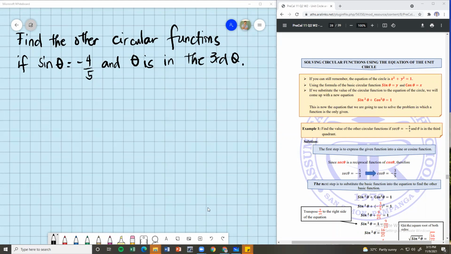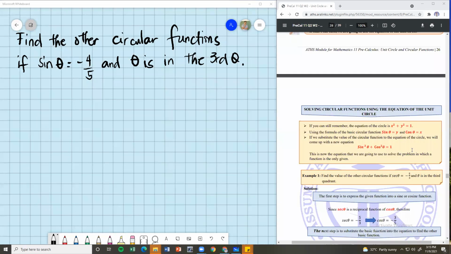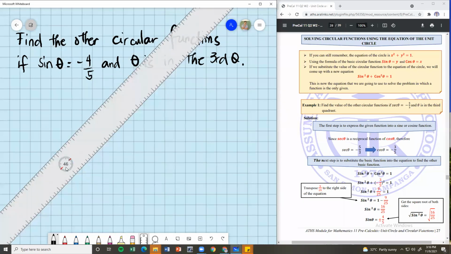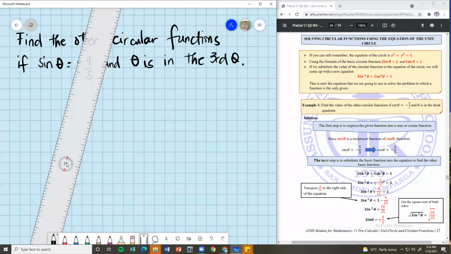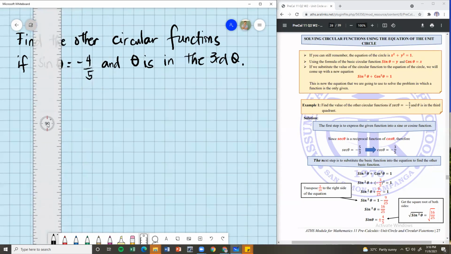Okay, ready na? Find the other circular functions of sine theta, if sine theta is negative 4/5 and theta is in the third quadrant. Okay, this is the technique here. You can follow the formula here and then do the rest. However, I will be teaching you a much faster way. Tuturuan ko kayo ng technique ko, yung pang-Hokage. I'll make the drawing first. Of course, you need to draw. So therefore, let's draw it first.